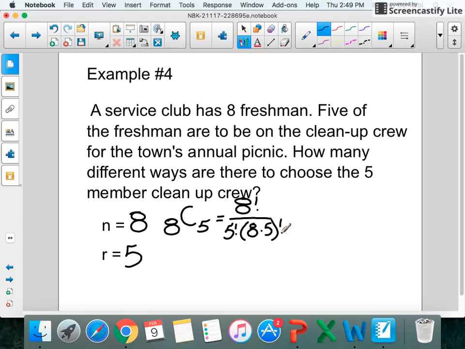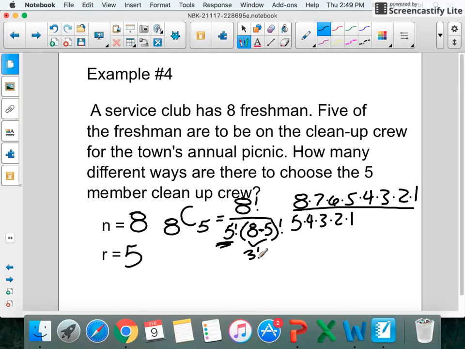So if we write this all out, we get 8 times 7 times 6 times 5 times 4 times 3 times 2 times 1 over, start with your 5 factorial, 5 times 4 times 3 times 2 times 1. Then simplify here. 8 minus 5 is 3 factorial. So I'm going to do 3 times 2 times 1. Now if I cancel things out, my 4's cancel, and my 5's cancel.